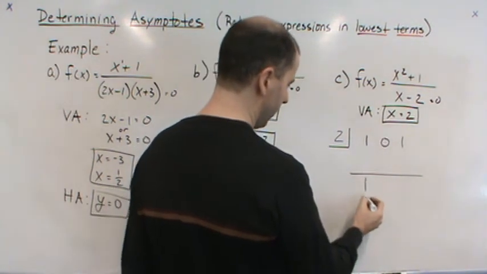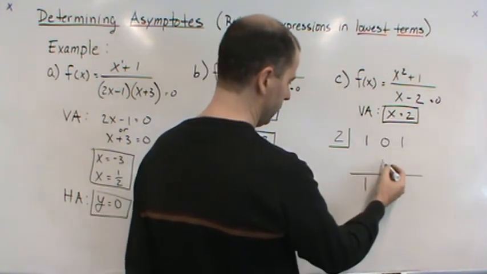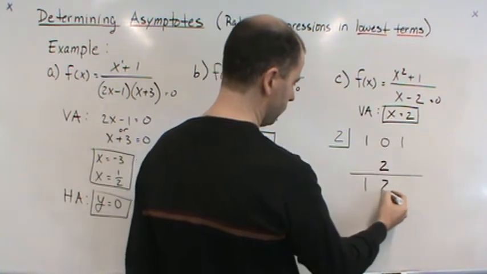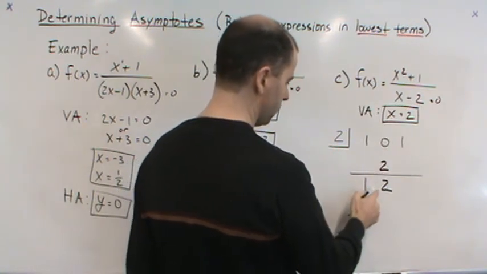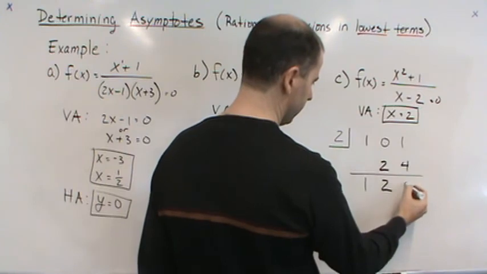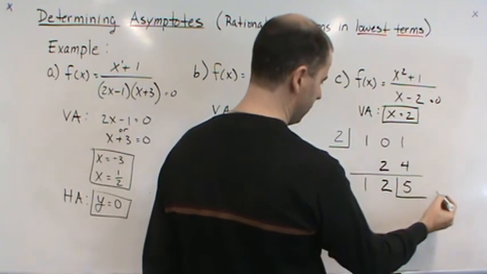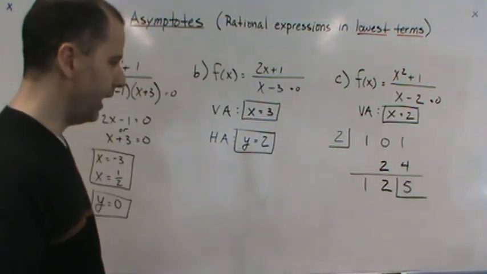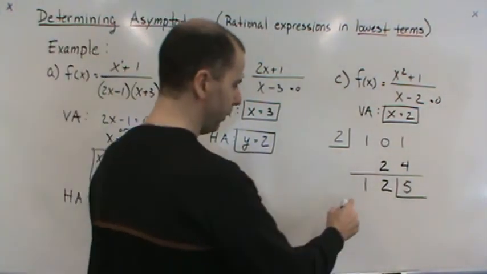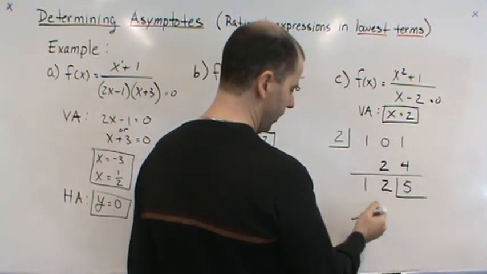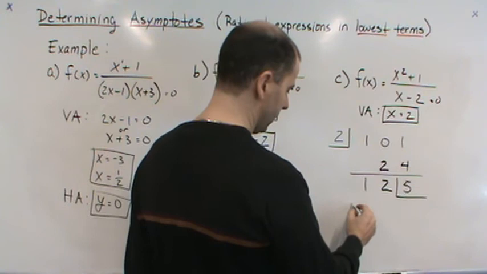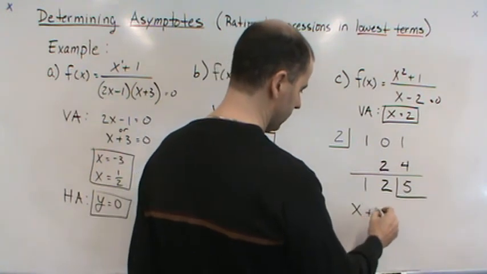So I'm going to drop the 1 down. 2 times 1 is 2. Then 2 times 2 is 4, and this adds to 5, and here's my remainder. Now that looks a lot better. So here's my quotient, which means the quotient is x plus 2.